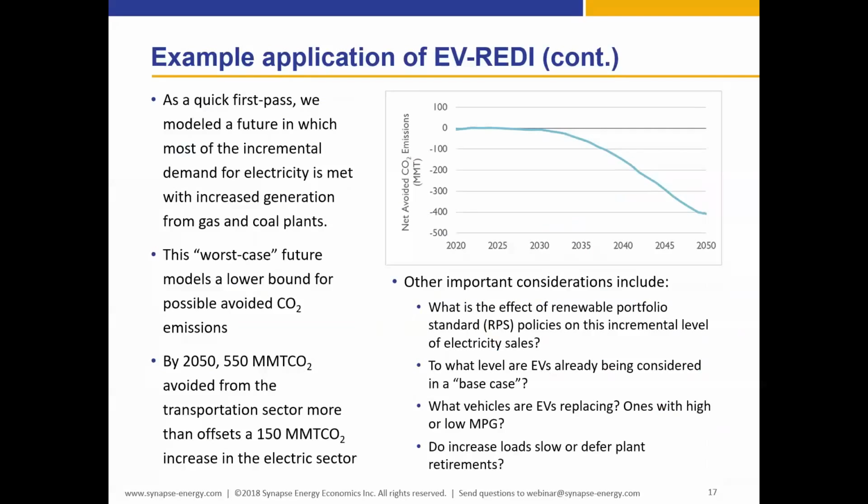I think one of the really interesting considerations is the effect of renewable portfolio standard policies on incremental levels of electricity sales. If you don't already know about them, renewable portfolio standards essentially require utilities to procure an increasing percentage of their delivered electricity from renewables over time. So it might be 15% this year, 16% the year after, 20% the year after that, 25% the year after. So it basically is a way to require the electric sector to clean up.